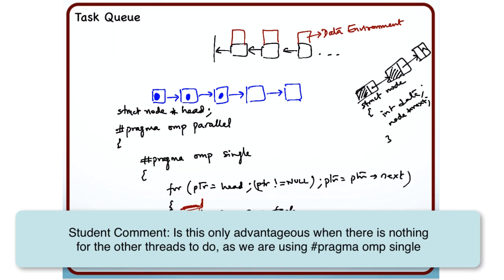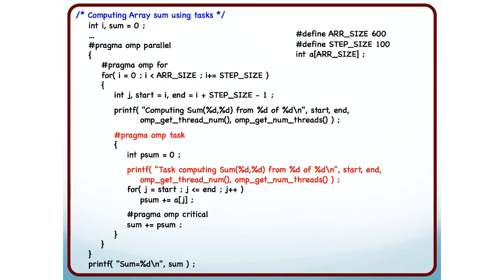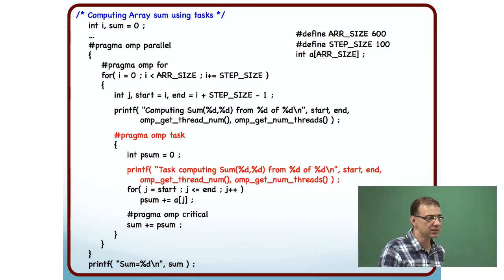If there is nothing for the other threads to do, then only it's advantageous. Then only we use it. Here we're using #pragma omp single. But that's not the way I did the previous one, right? What did I do here? What is the difference between creating tasks in this summation of array and the creation of tasks in that linked list? What is the difference between the two?